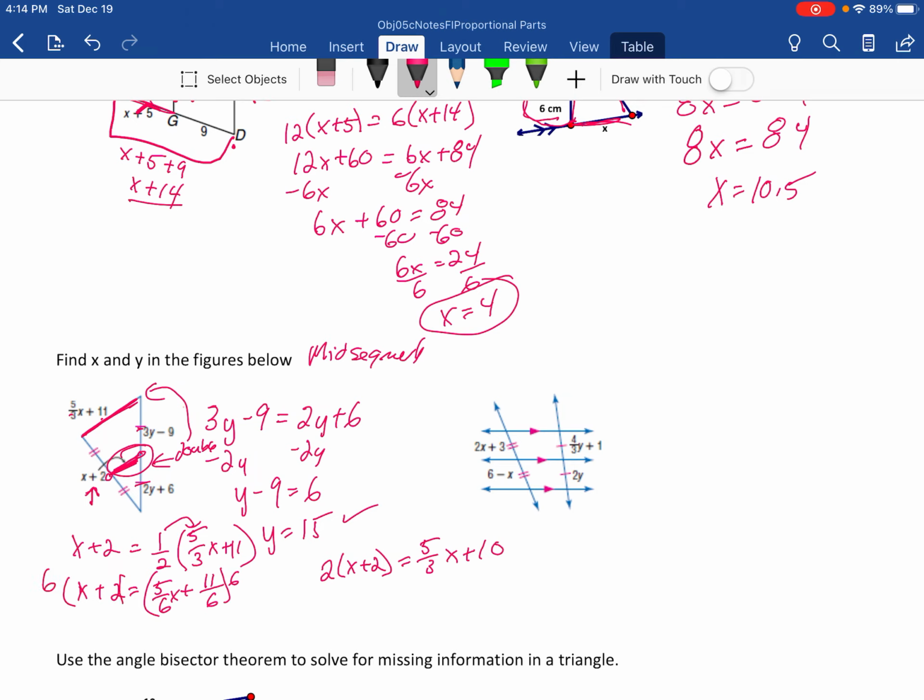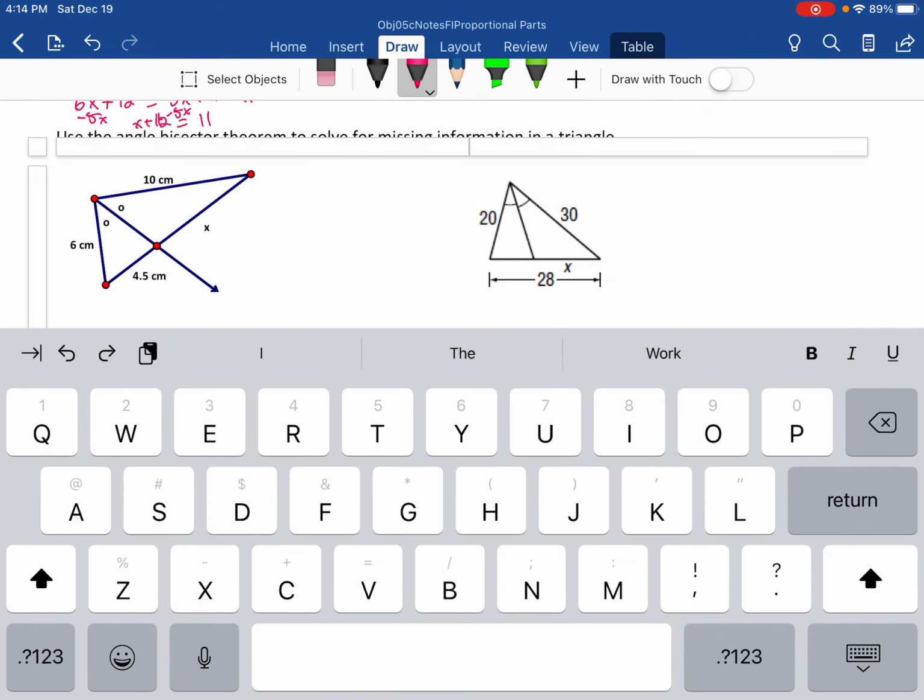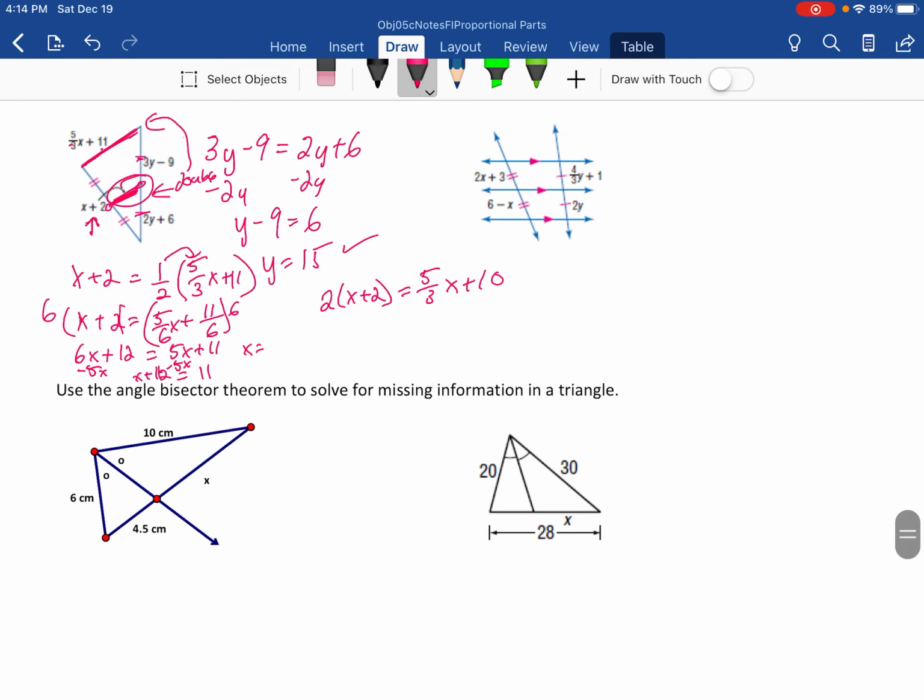And I'd multiply each side by 6 to get rid of my fraction. So this would be 6x plus 12 is equal to 5x plus 11. I subtract my 5x, subtract my 5x, x plus 12 is equal to 11. So x is equal to -1. And I'm hoping I didn't just make a mistake live on video.